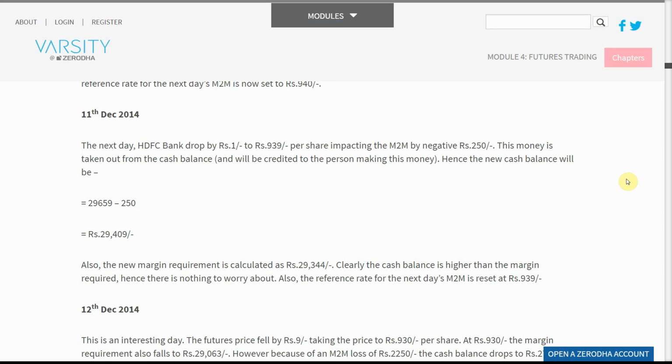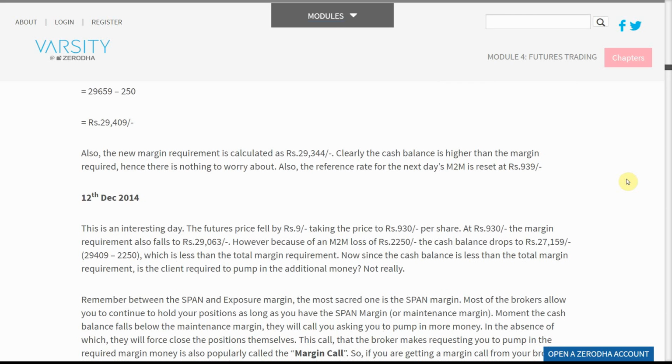Also, the new margin requirement is calculated as 29,344 rupees per. Clearly the cash balance is higher than the margin required. Hence there is nothing to worry about. Also, the reference rate for the next day's M2M is reset at 939 rupees per.